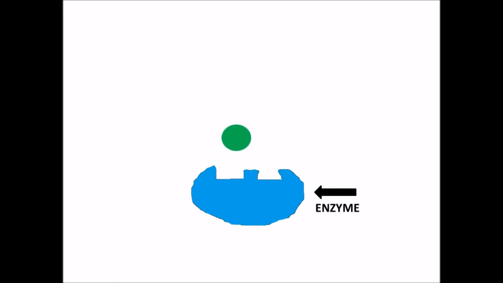Now let's watch as the circle tries to fit in the pocket. But look, the circle just bounces out because it doesn't fit in the square pocket. This is how enzymes are substrate specific. Now let's see what happens when we have a triangle substrate and a square substrate. As we see, the triangle fits in the triangle pocket and the square fits in the square pocket.